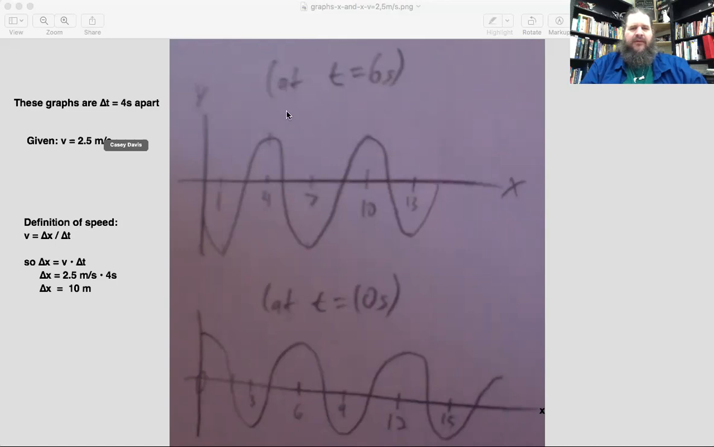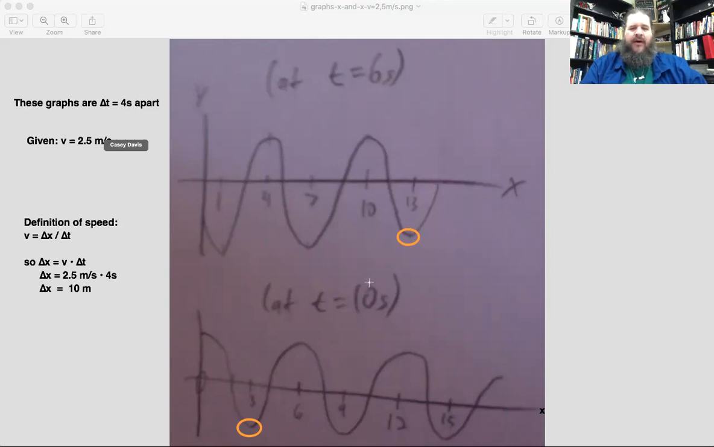So for instance, on this graph, if we look at the troughs, we've got troughs at 1, 7, and 13. Can you find a trough on the other graph that's exactly 10 meters away from one of those? The one at 3? Yeah. If we have a trough at 3 and a trough at 13, those two x values are exactly 10 meters apart from each other. And we know that whichever direction that trough is traveling, it's got to travel 10 meters during those 4 seconds of intervening time.